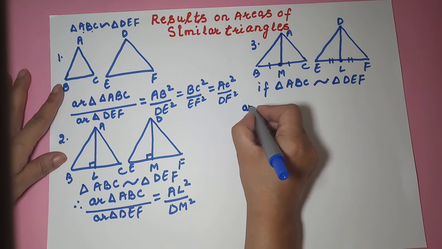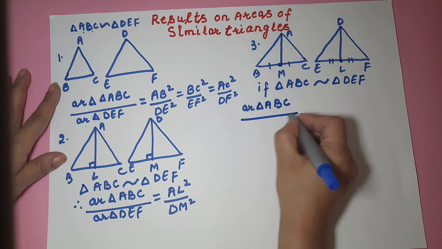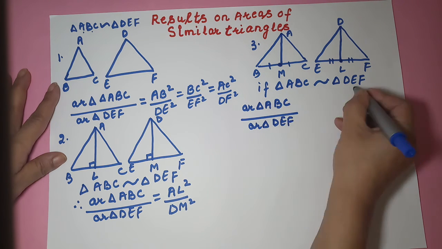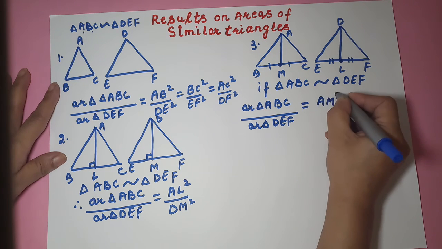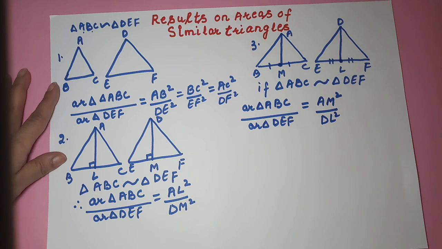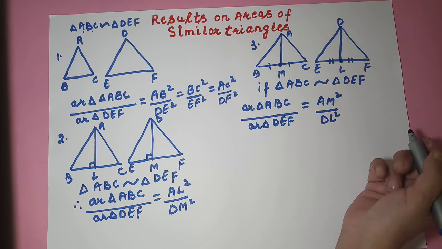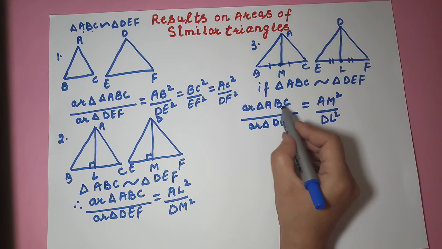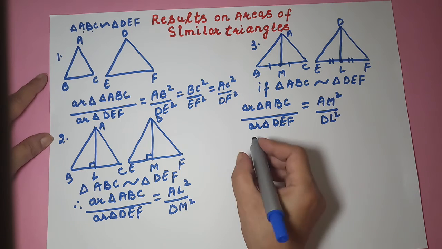So I will write it like this: area of triangle ABC upon area of triangle DEF, only if they are similar, is equal to the ratio of the squares of their corresponding medians. Right? I'll repeat the theorem. The areas of two similar triangles are proportional to the squares of their corresponding medians. Right? Okay. Then one more.